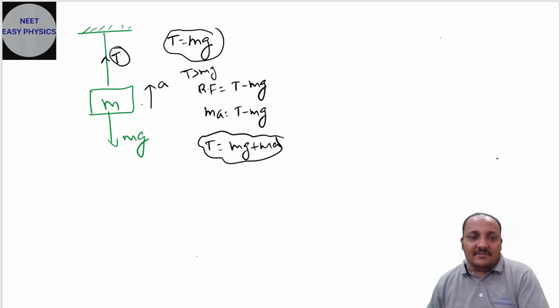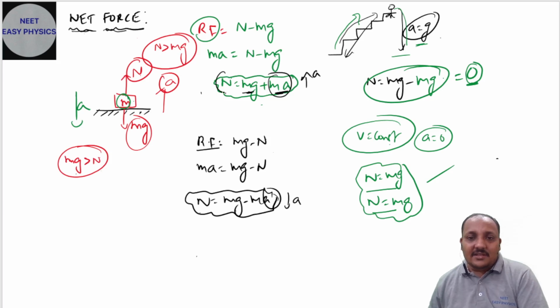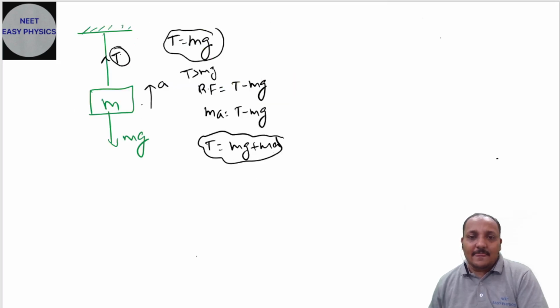See, the previous one and this one are both the same. But there it was N, and here the tensional force is there because it is suspended by a string. Next, if it is moving downwards, we are making this object move downwards.